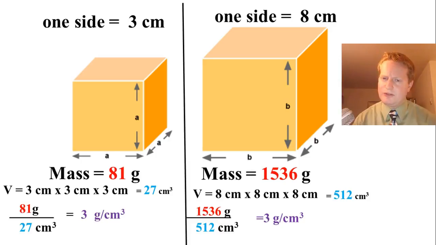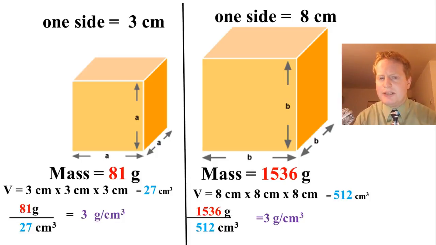So that's interesting. These cubes look very different from each other, but they have the same density. What does that mean? Well, that probably means that they're made of the same material, because if something has the same density, it's more than likely made of the same material if it's a pure item.